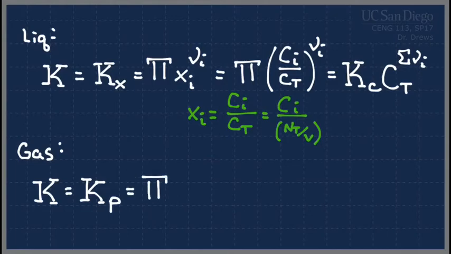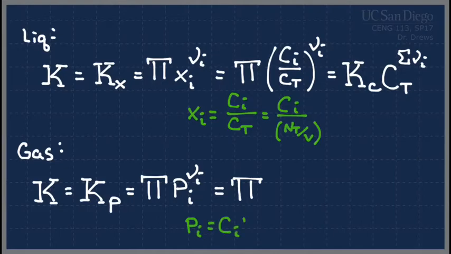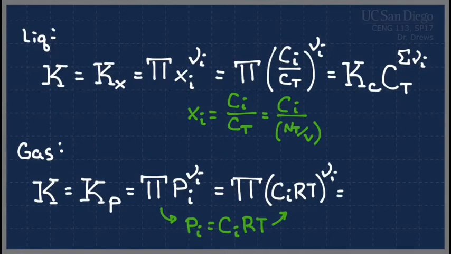Your Kp was defined as your partial pressure of all species i raised to their stoichiometric coefficients. And so we use our good old friend, the ideal gas law, which says that the partial pressure of any species i is equal to its concentration times RT. And so as a result, you get the product of all Ci times RT raised to their stoichiometric coefficients. And this ends up looking like capital Kc, so equilibrium constant K in terms of concentration, times something else, which is the product of RT raised to the sum of the stoichiometric coefficients.